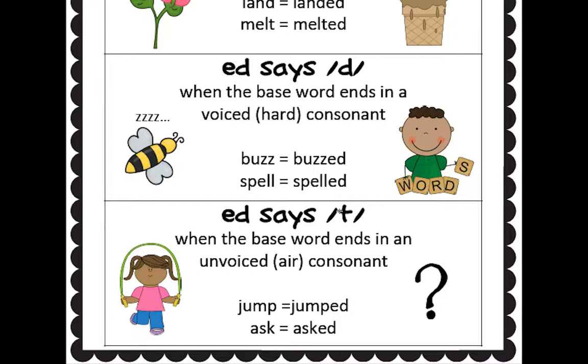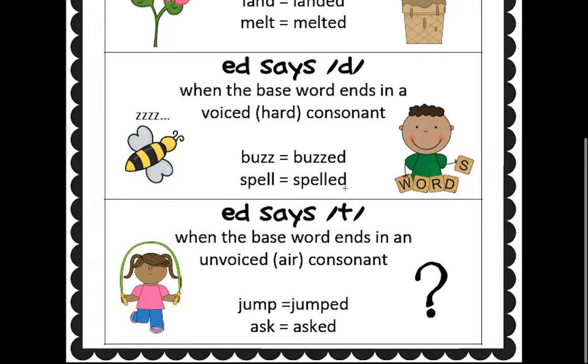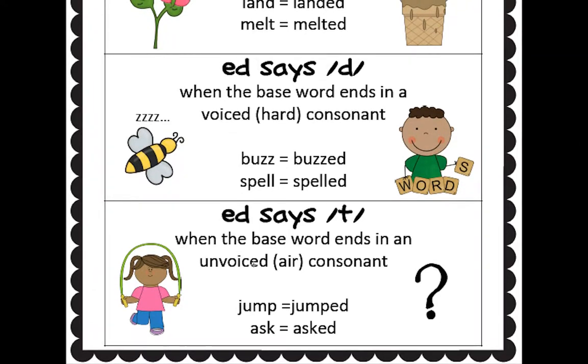So hard voiced consonants that are at the end of those base words, whenever we have that and we add ed, we hear a d sound. And then Ed can also say t. I know, so many sounds, right? So when a base word is unvoiced, meaning it's an air consonant like the letter P, you don't need your vocal cords to make that sound. Or a K sound, k, k, k. It's very soft and it's an air consonant.